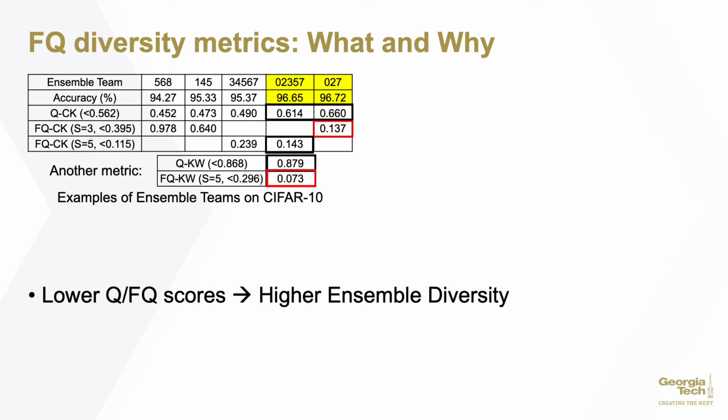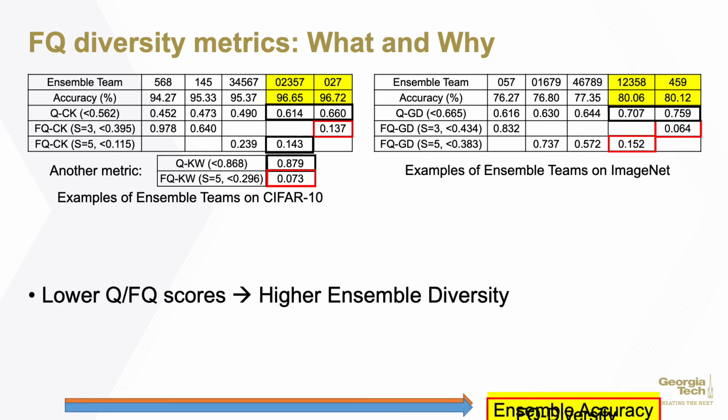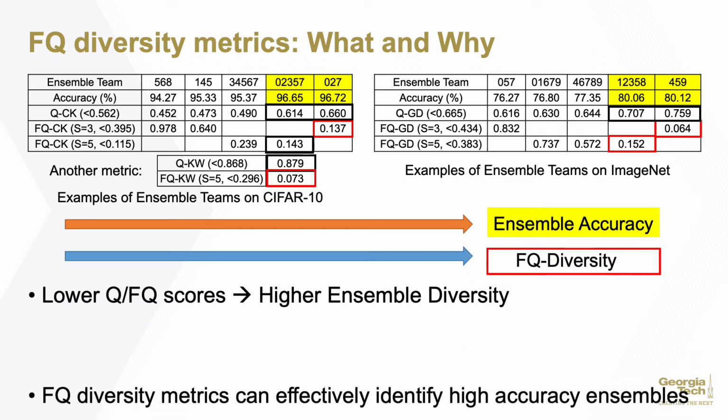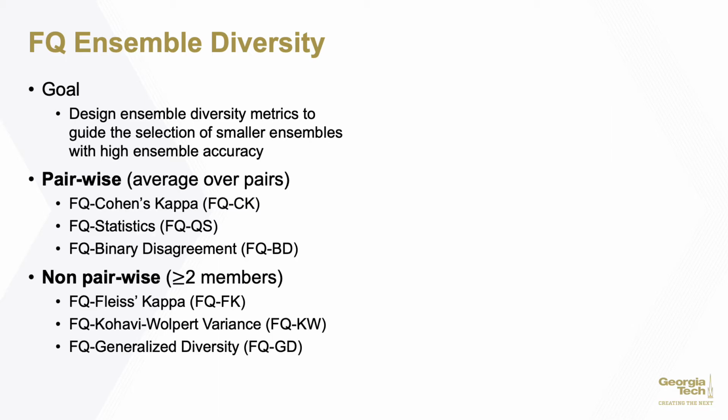On ImageNet, we make similar observations. FQ diversity metrics show close correlation to ensemble accuracy, which can effectively identify high accuracy ensembles. The goal of this study is to design diversity metrics to guide the selection of smaller ensembles with high ensemble accuracy. We propose 6 FQ diversity metrics, including 3 pairwise and 3 non-pairwise metrics.